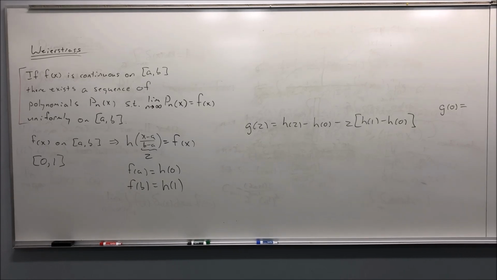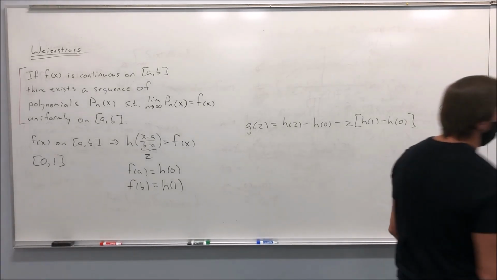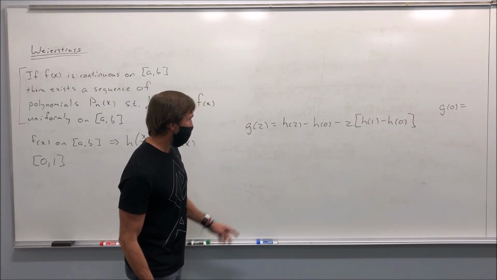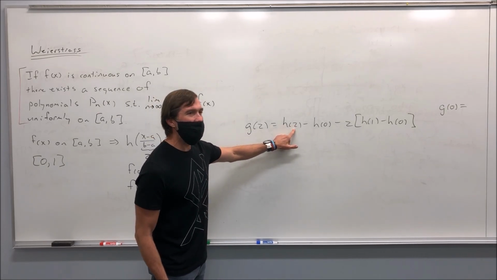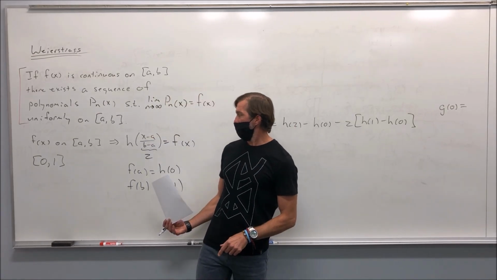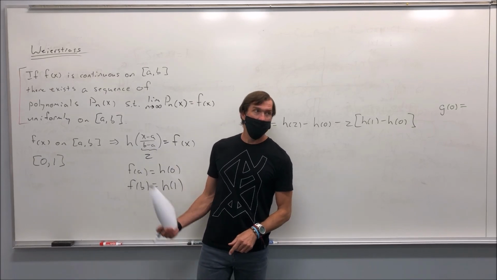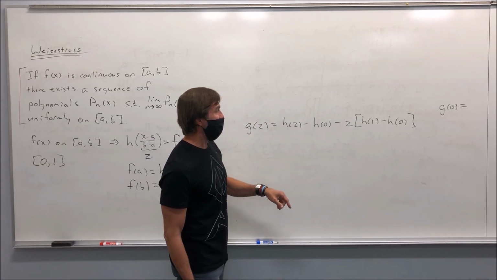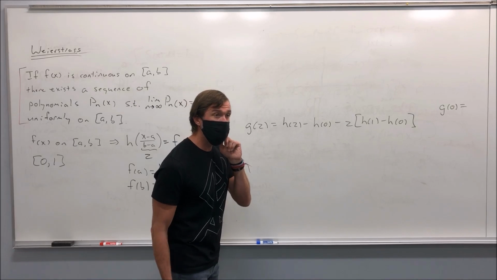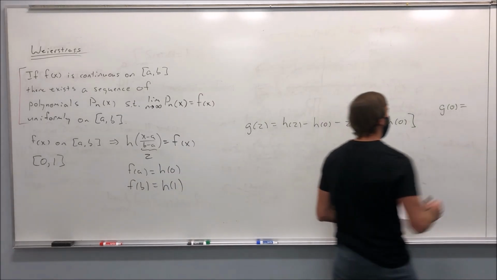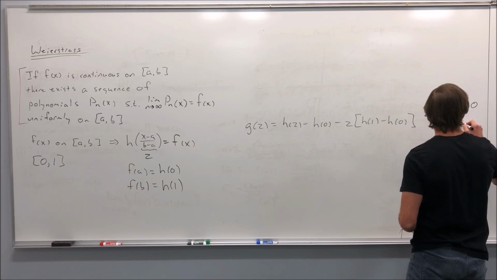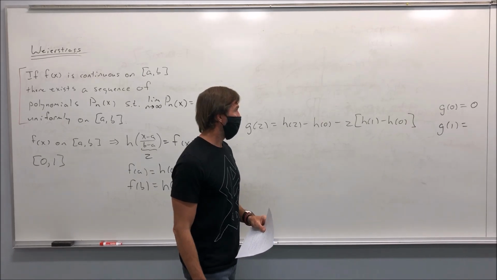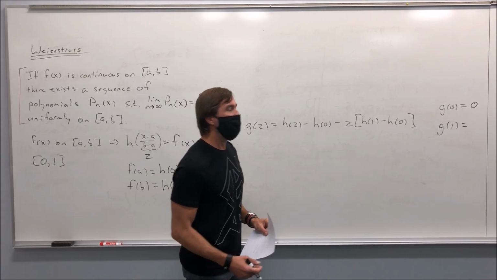Joe, what is g of 0? 1. That's usually a good guess. So h of 0 is... sorry, say it again? Or just, yeah, just 0. Yeah, it's 0. What about g of 1? That should be 0 again. Yes, 0 again.